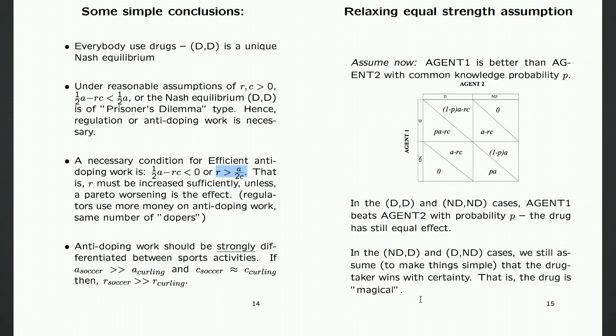This magical drug concept perhaps needs some further explanation. What I really mean here is that, recall we assumed previously that if one of these guys took a drug, he will win if the other didn't. And of course that was plausible given that they were equal. Now they are suddenly unequal. But what we assume here is that the drug is so strong that even if the better person doesn't take drugs, the other one will always beat him if he takes drugs. Okay? This is kind of important.